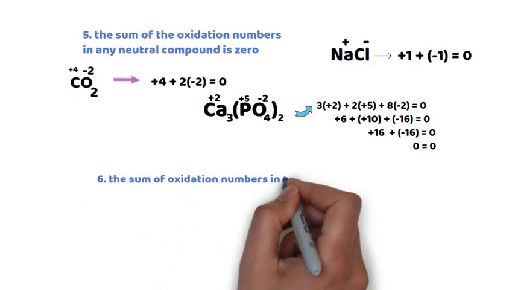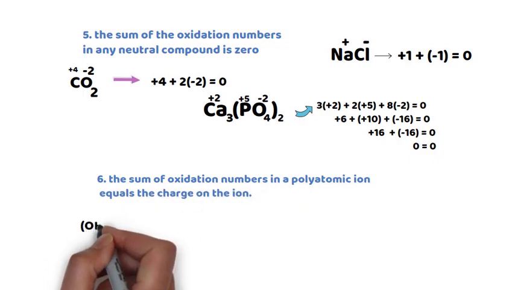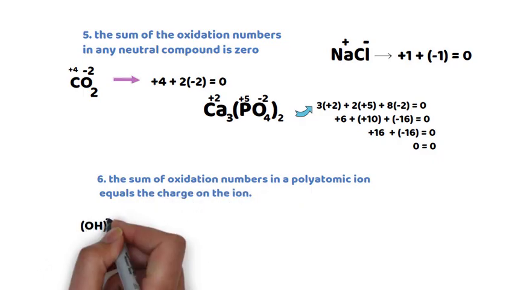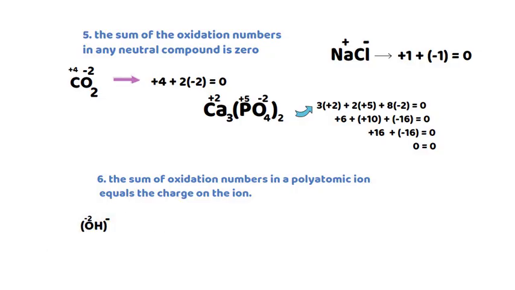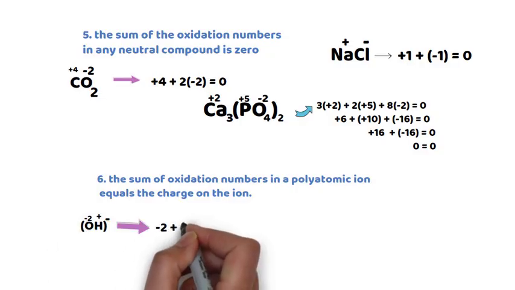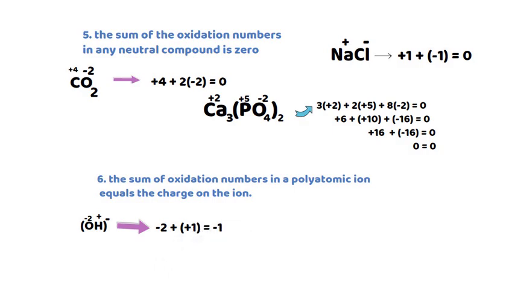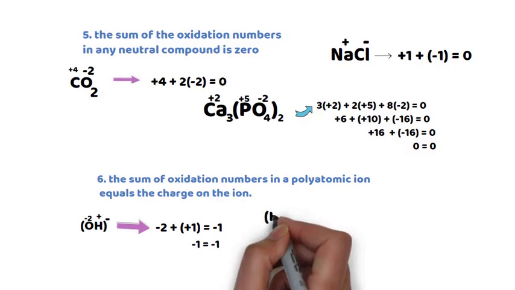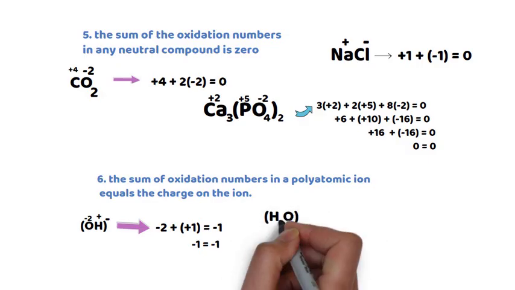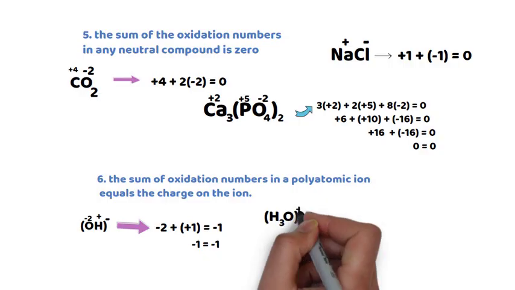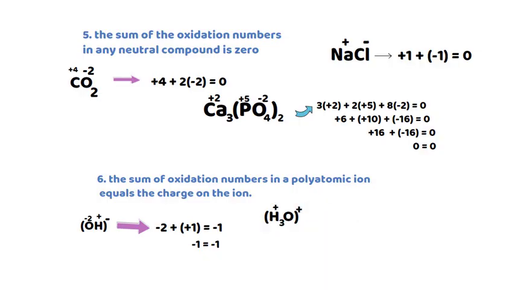That is confirmed. The sum of oxidation numbers in a polyatomic ion equals the charge on the ion. For example, hydroxide ion. In hydroxide ion, the oxidation number of oxygen is -2, that of hydrogen is +1. So, -2 plus +1 is equal to -1. -1 equal to -1.